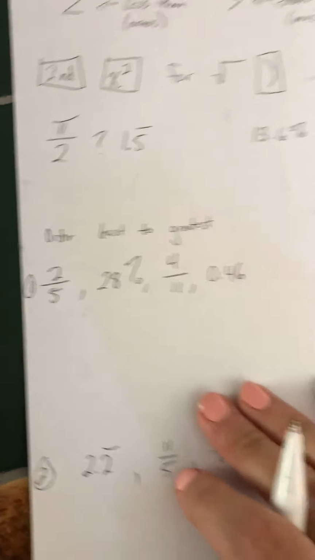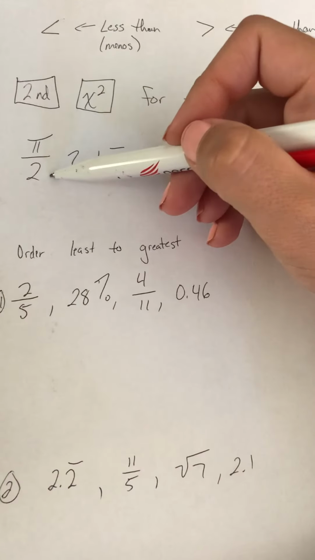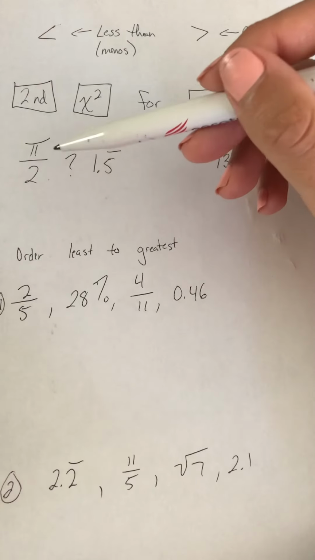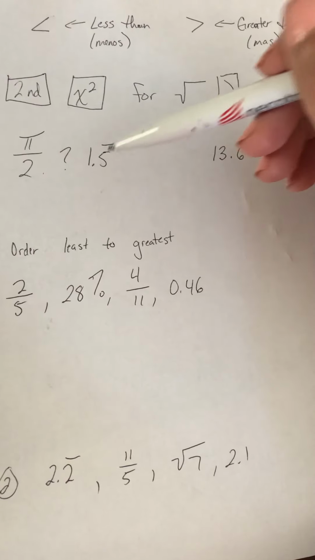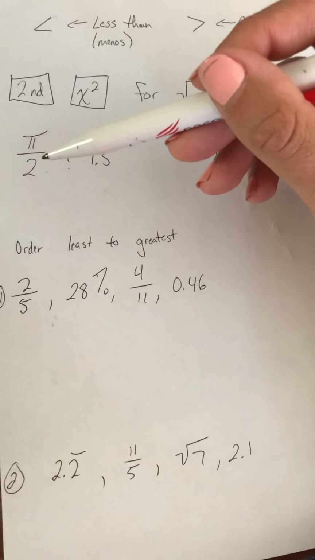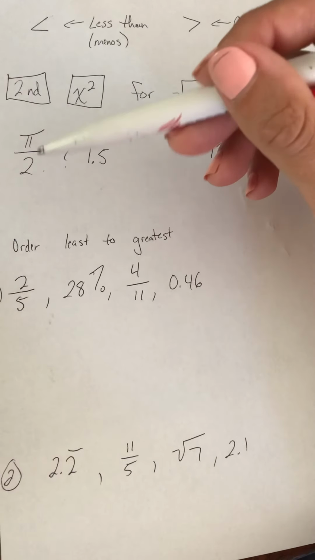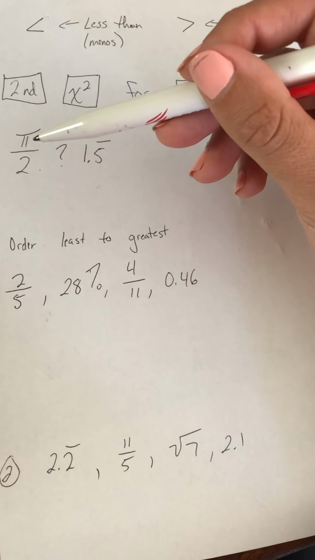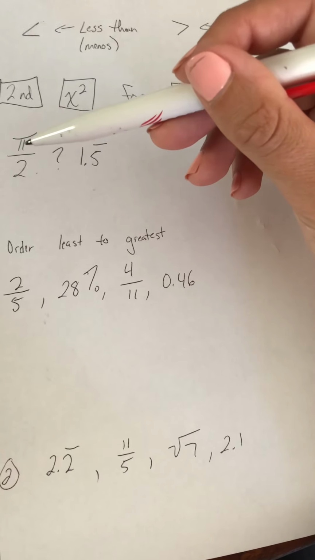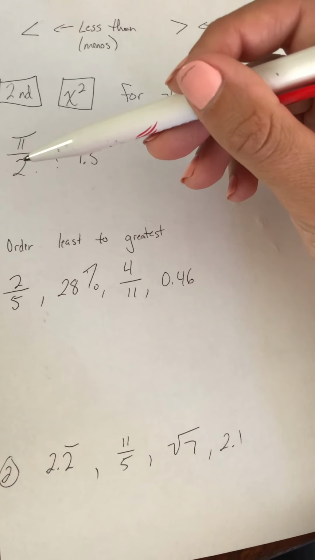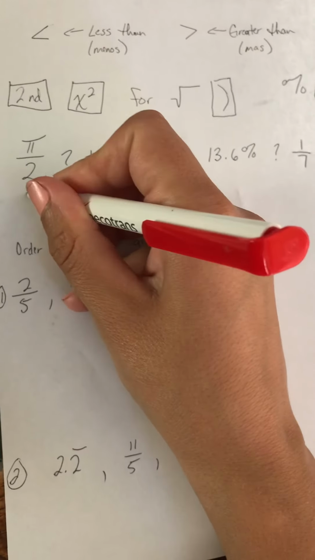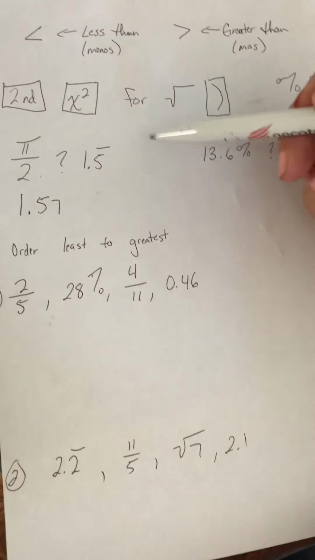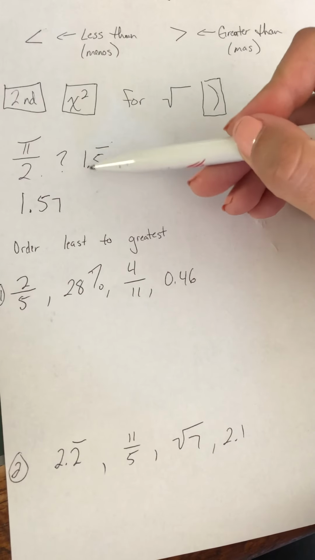So let's start. We're going to compare pi over 2 and 1.5 repeating. The first thing that you're going to want to do is change both of them into decimals. This one's already a decimal, but this one isn't. To figure out what pi over 2 is as a decimal, you put pi. There's a pi button in your calculator. Otherwise, you could use 3.14. So pi divided by 2. When you put that in, you should get 1.57.